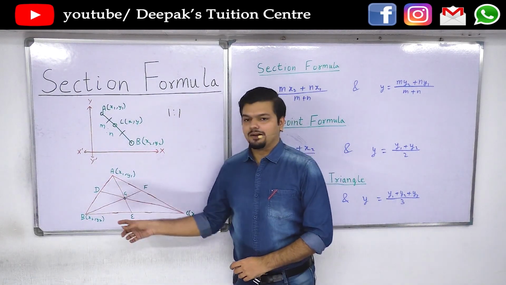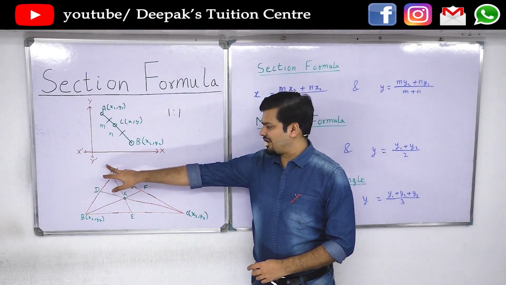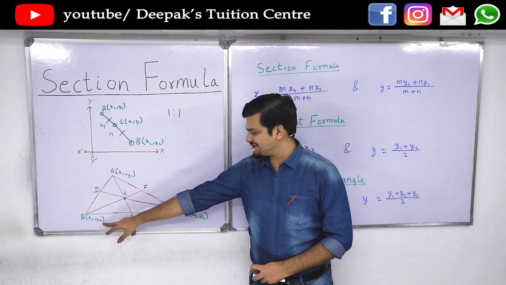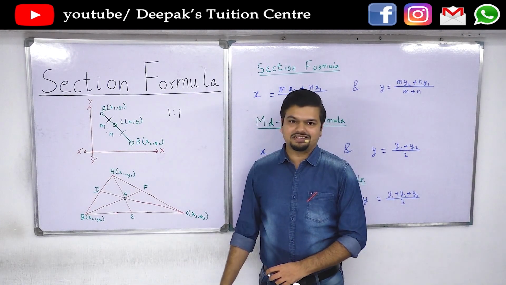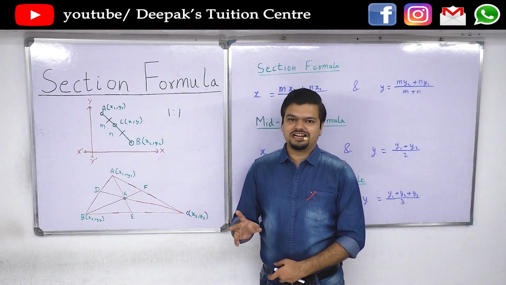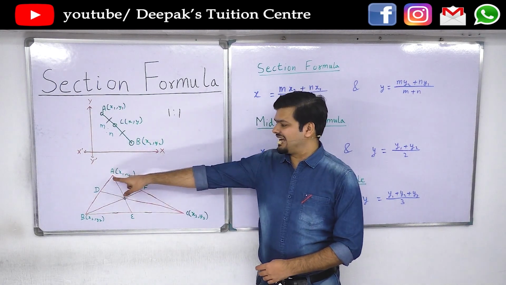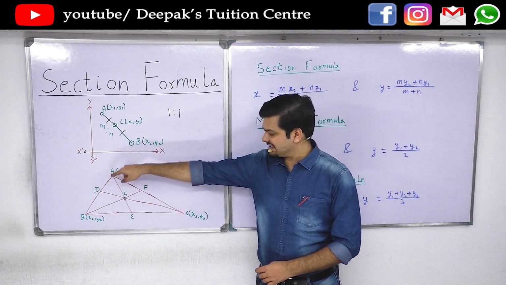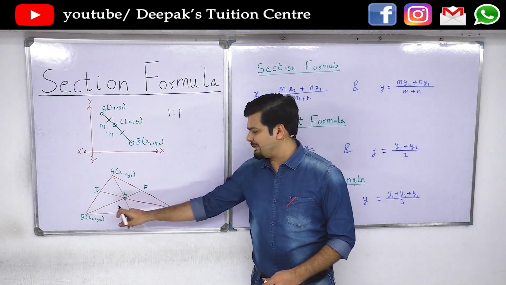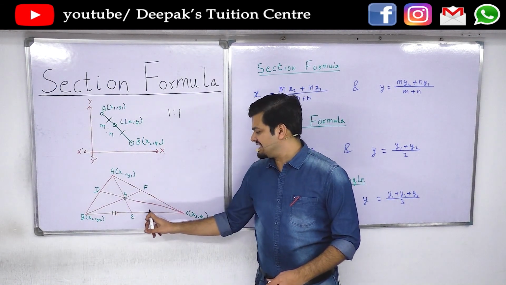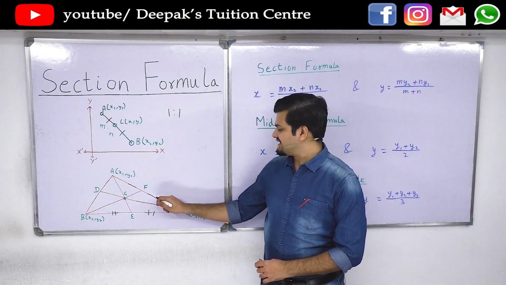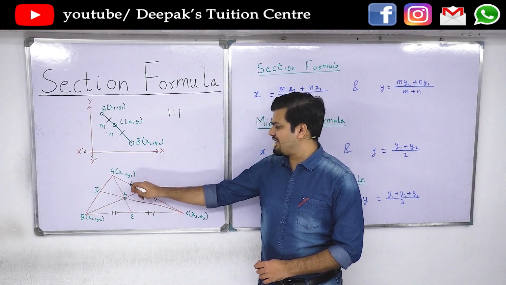In a triangle, if the coordinates of 3 points are x1, y1, x2, y2, x3, y3, we can draw 3 medians. In any triangle, you can draw 3 medians. What is a median? A median is the line joining the vertex to the midpoint of the opposite side. So AE is the median if BE is equal to EC. Similarly, BF is the median if CF is equal to AF.